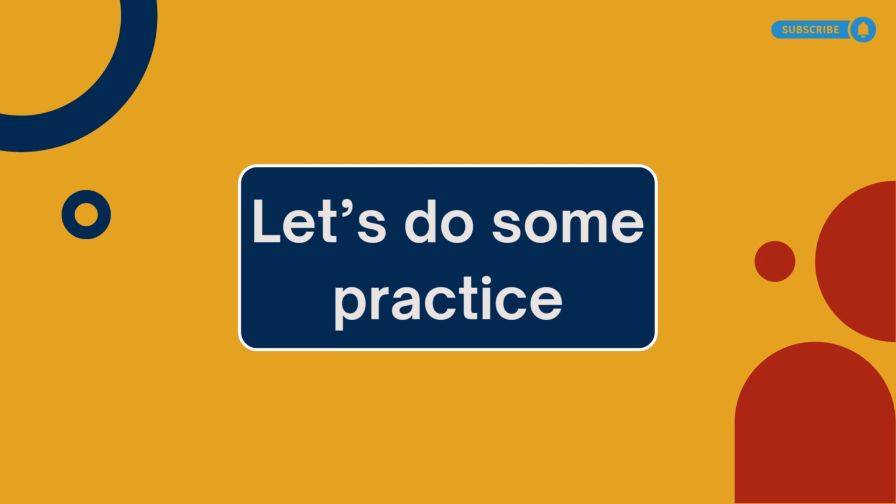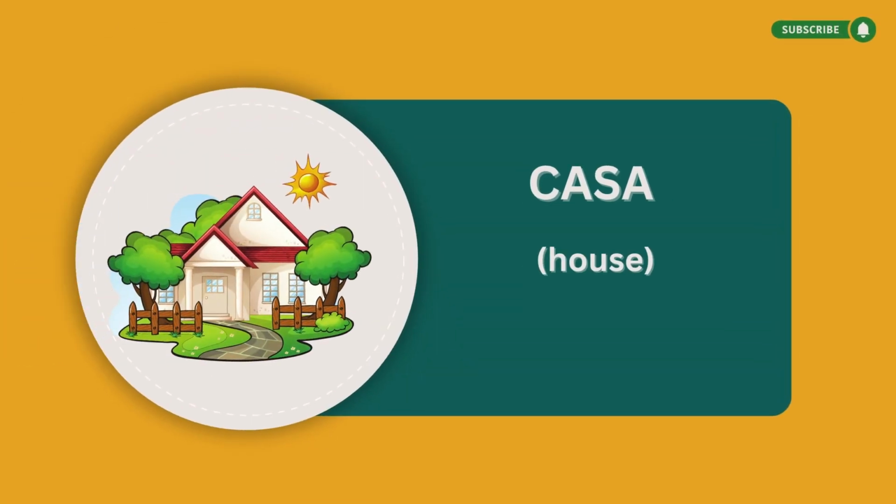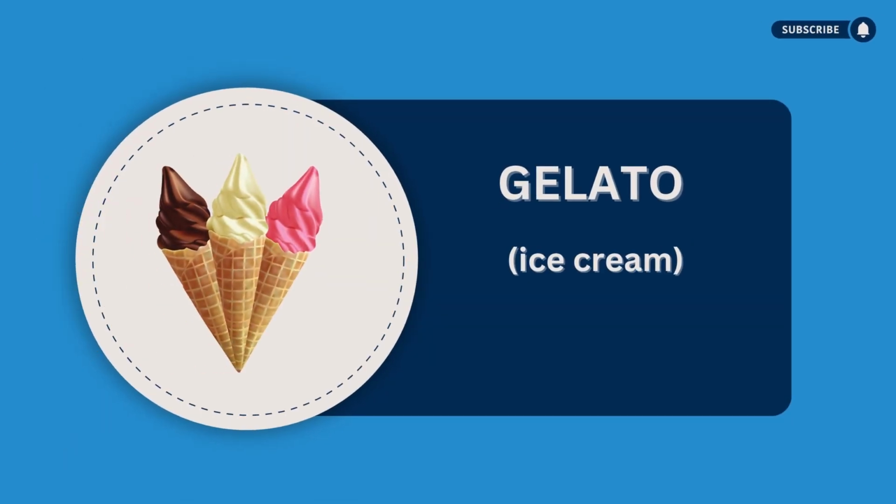Now that we've learned the basics, let's do a few quick pronunciation exercises together. I will show you some words and I want you to try reading this word. Here's the first one. How do you pronounce this word? If you pronounce casa, you've got it correctly. Then how do you pronounce this word? Gelato.